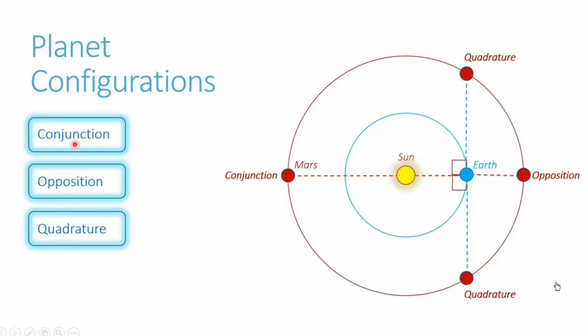So conjunction means the Sun and a particular planet are in the same direction, or the angle between them is 0. Opposition means that the directions in which the Sun and a particular planet are exactly opposite to each other, or the angle between the Sun and that planet is 180. And quadrature means that the direction in which the Sun is 90 degrees away from the direction in which the planet is, or the angle between the Sun and the planet is 90 degrees.